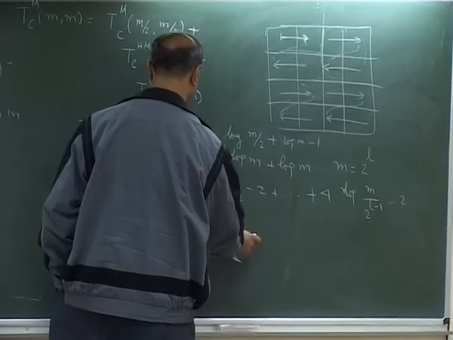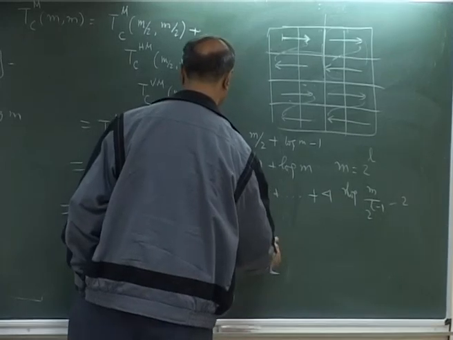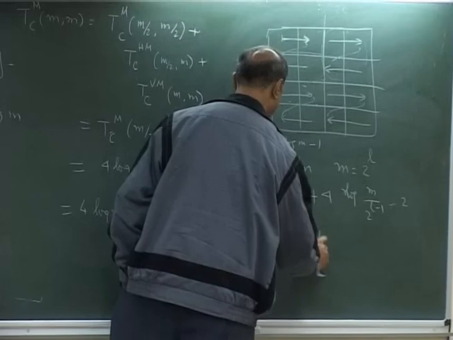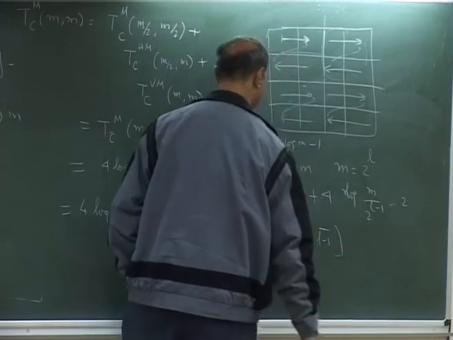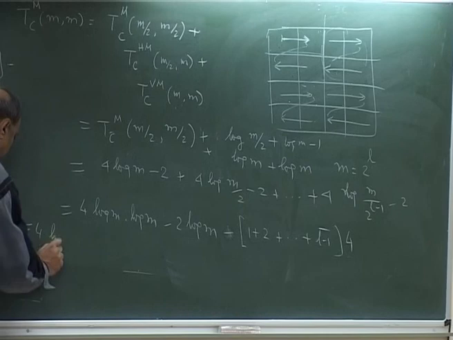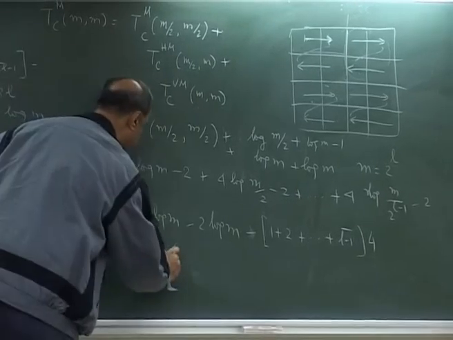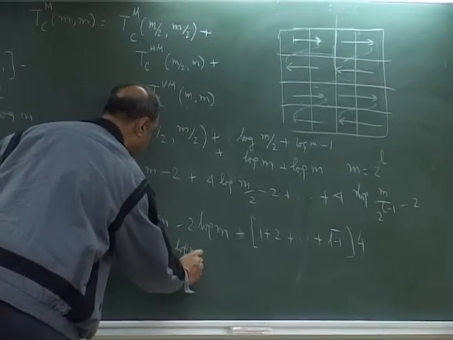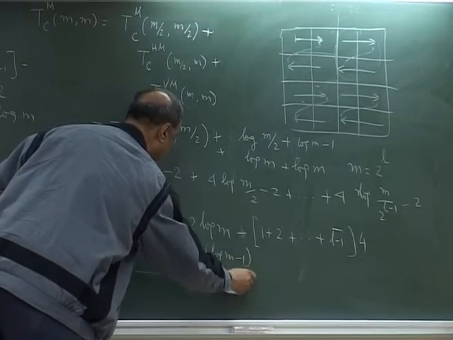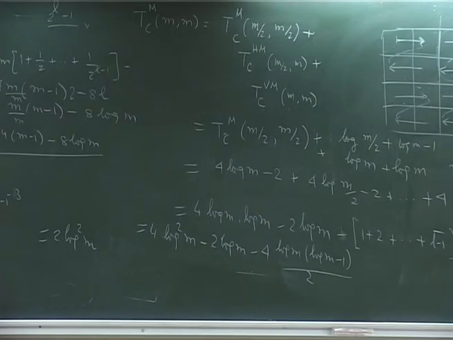plus or minus 1 plus 2 plus L minus 1 into 4. So 4 times log square m minus 2 log m minus 4 times log m minus 1 divided by 2. So 2 log square m only, right? Wow, such a simple one. Good. So this is about the number of comparisons you need.